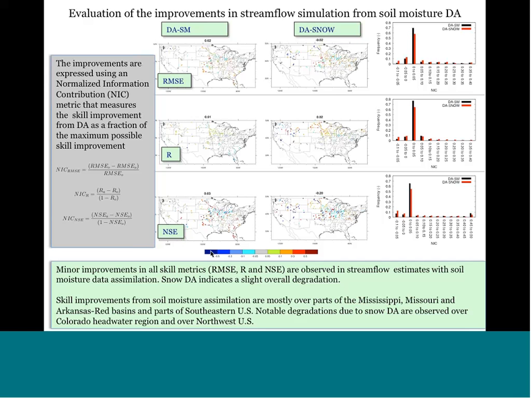You can see in some areas there's improvement, in some areas there's not, and then there's histograms of these metrics shown all the way to the right. And as we discussed in the paper, you can see that there's certain regions where there's clear improvements, especially in the Mississippi, the Missouri, and the Red Arkansas. And there's other areas like in the West where the snow in particular just doesn't seem to go so well.